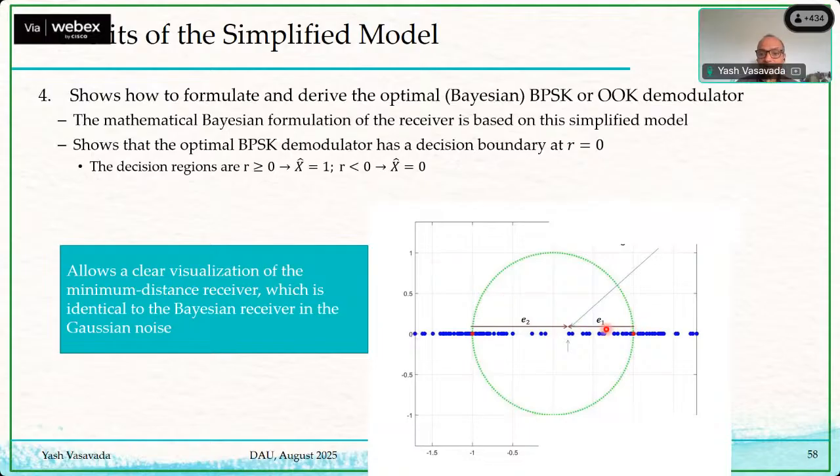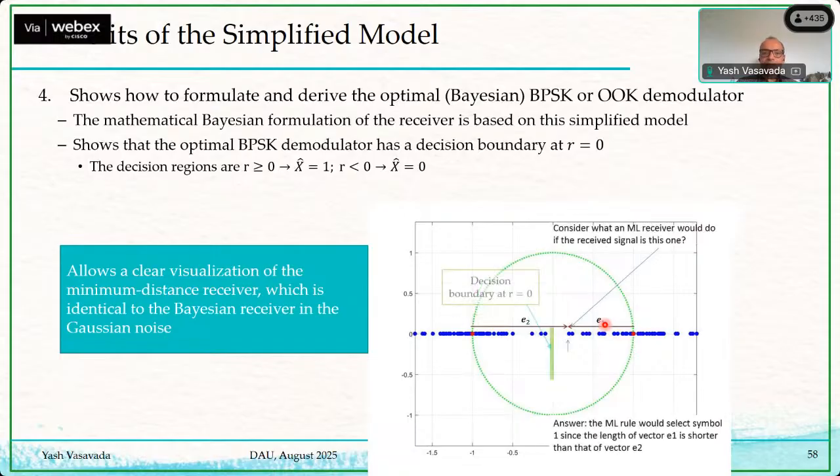Now, the minimum distance detection says that whenever I get a received noisy signal, which is one of these blue dots, the red is what I have transmitted. Then I calculate two error vectors, E1 and E2, from the two symbols. And I select that symbol whose length is smallest, in this case, E1. So that leads me to say that the decision boundary for BPSK should be at r equal to 0.